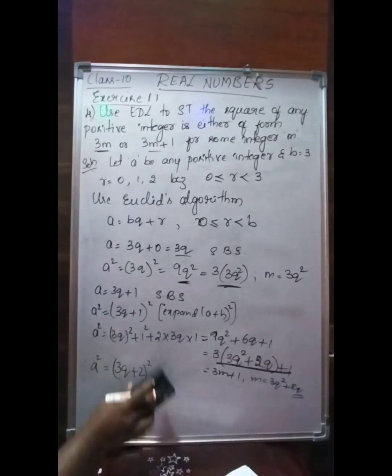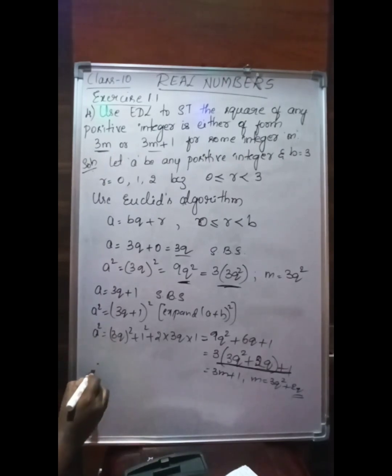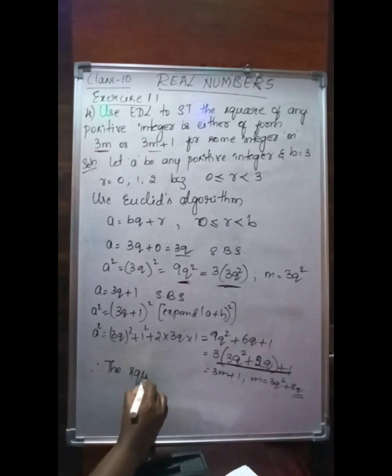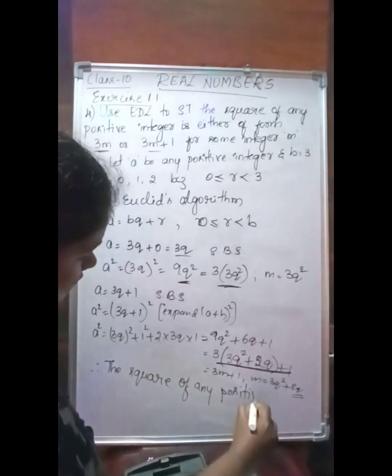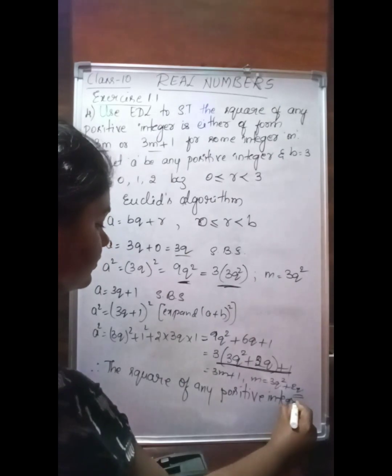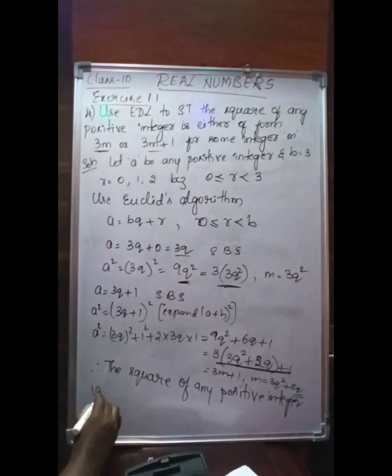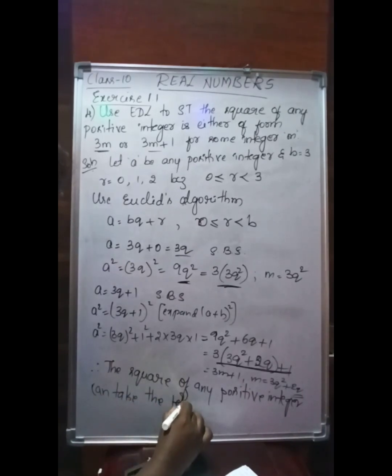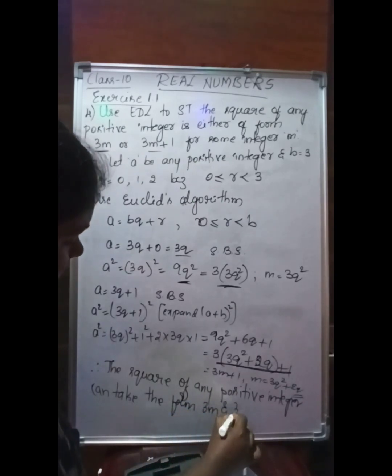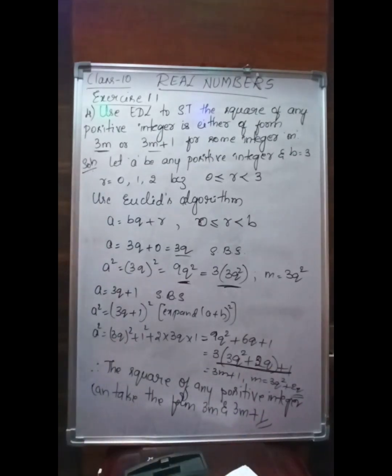So at the end you can write, therefore, the square of any positive integer can take the form 3m and 3m plus 1. This is how you have to solve it. Already we did this kind of problem in an example problem. As an example problem we already solved it. Now let's move to the fifth one.